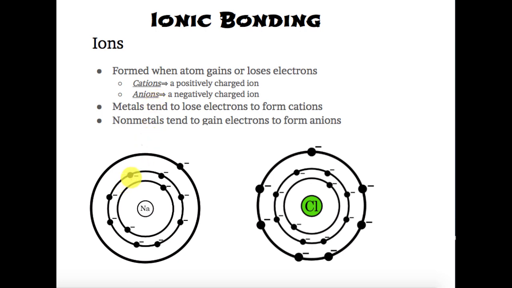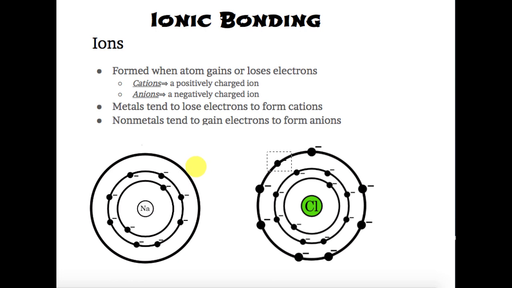When we looked at our metals, we said that the metals tended to lose electrons. So when this sodium ion forms, it's going to lose an electron. Remember, sodium's not very good at holding onto its electrons due to the weak pull of the nucleus. And the electron moves over to chlorine.